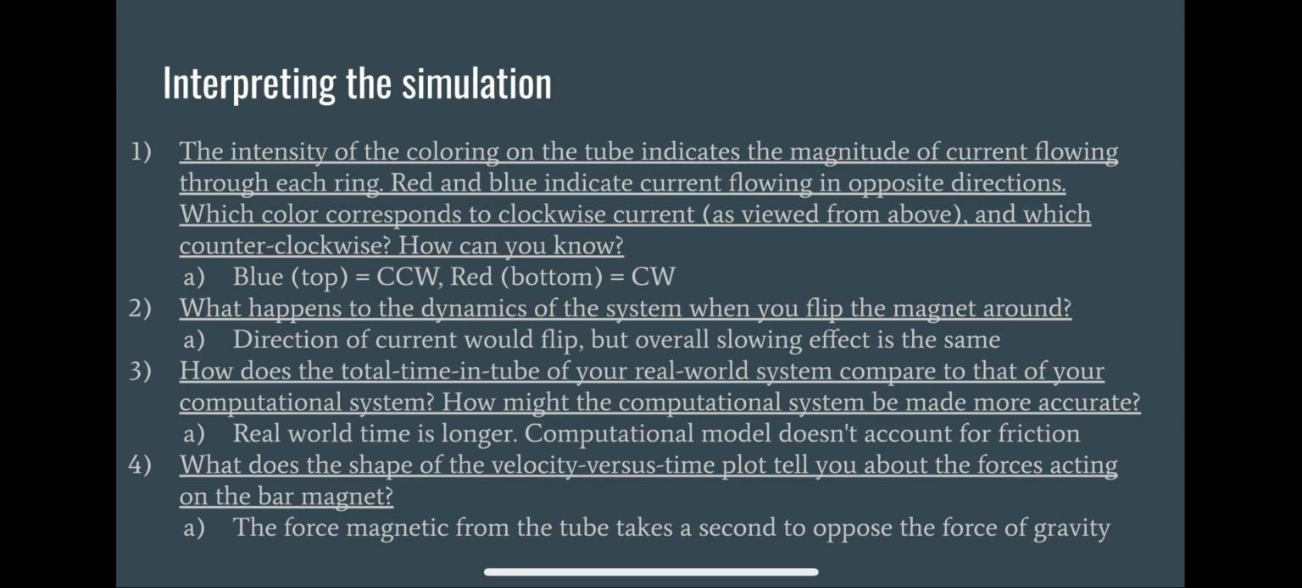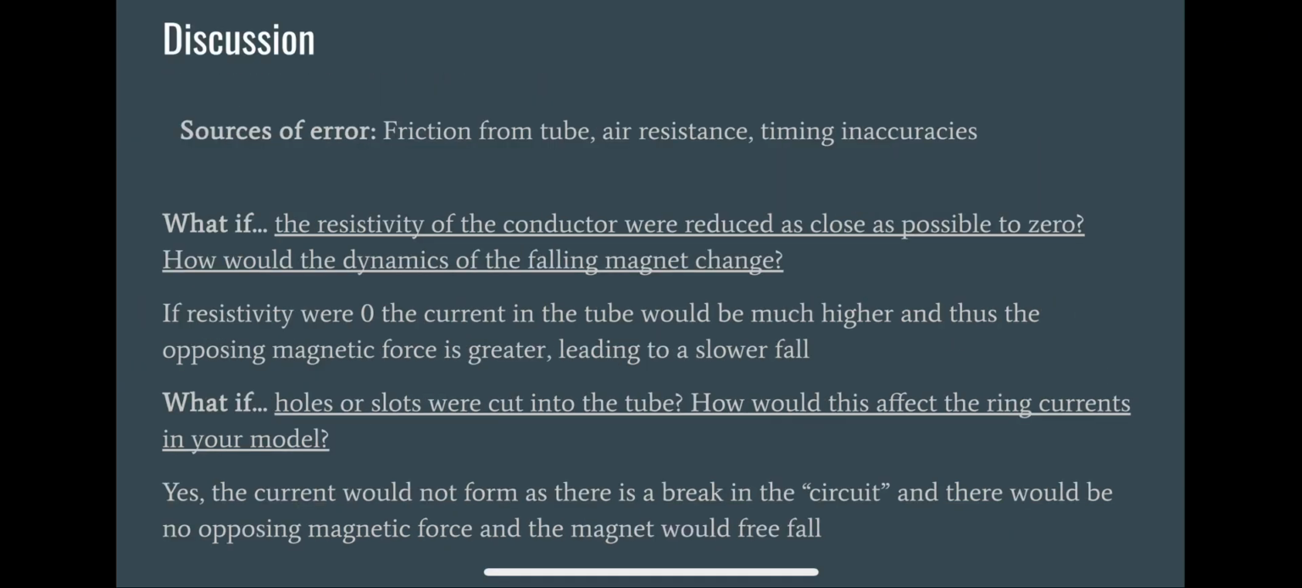And what does the shape of the velocity versus time plot tell you about the forces acting on the bar magnet? The magnetic force from the tube takes a second to oppose the force of gravity. You can tell because it dips down, and then the velocity slows back down. And then, of course, when it starts to exit the tube, the magnetic force kind of gives out, so gravity takes back over. My sources of error for the experiment are friction from the inside of the tube rubbing against the magnet as it fell, air resistance, and timing inaccuracies.